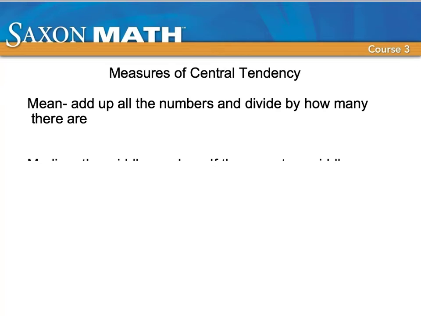Okay, next we're going to talk about something called measures of central tendency. There's three of them we're going to talk about. There's really four of them, but we're only going to talk about three. First one is the mean. You've probably done these before.